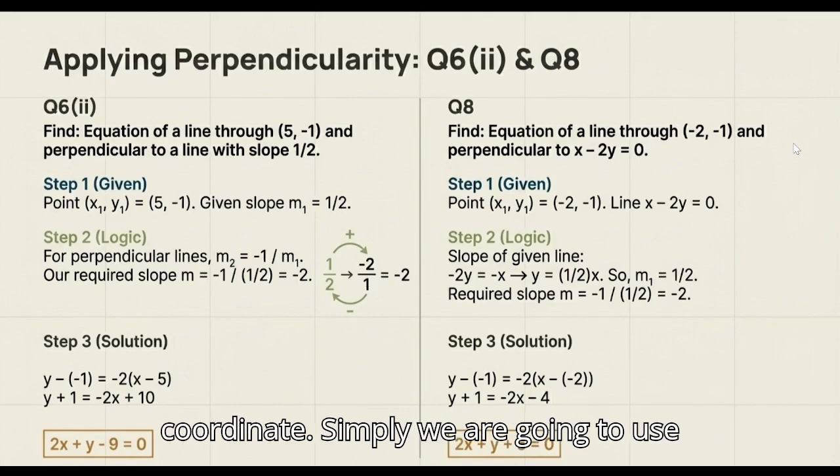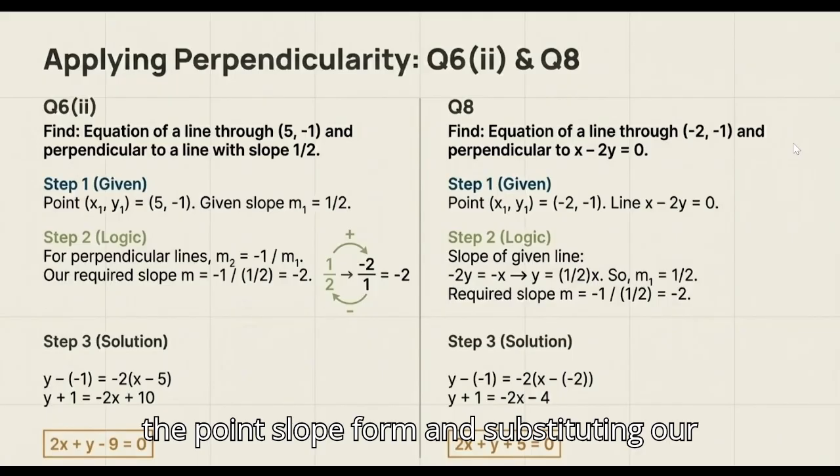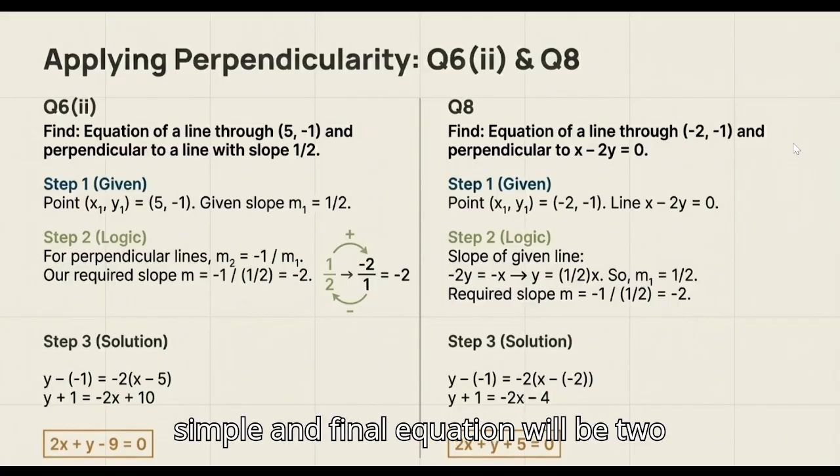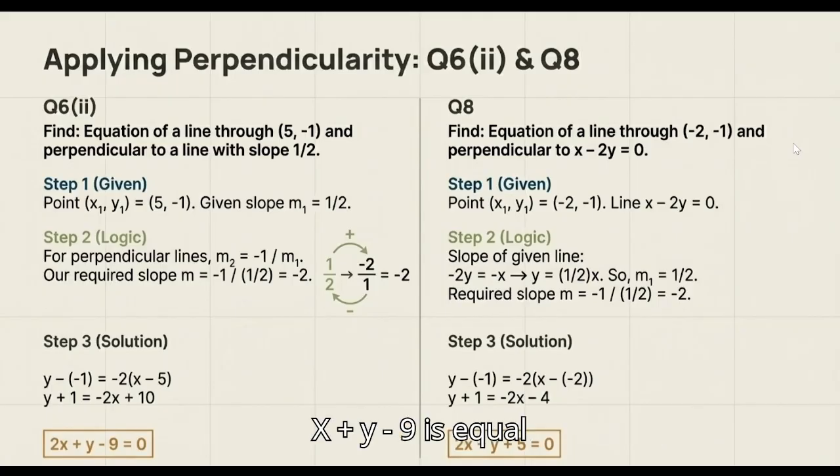Simply we are going to use the point slope form, and substituting our values, we have y plus 1 is equal to -2x plus 10. Our simple and final equation will be 2x plus y minus 9 is equal to 0.